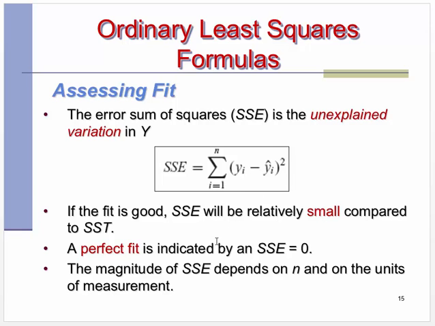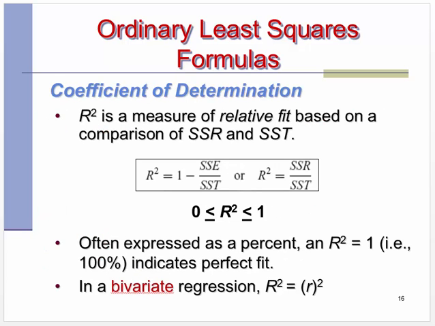If the fit is good, the SSE will be relatively small compared to SST. A perfect fit is indicated by SSE equals 0. The magnitude of SSE depends on n and on the units of measurement. N is the number of samples, or observations.